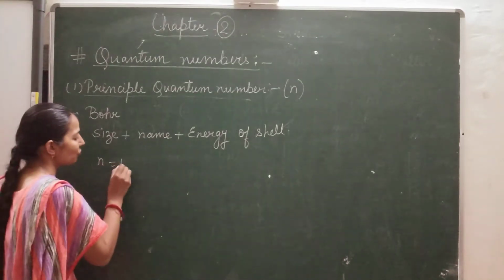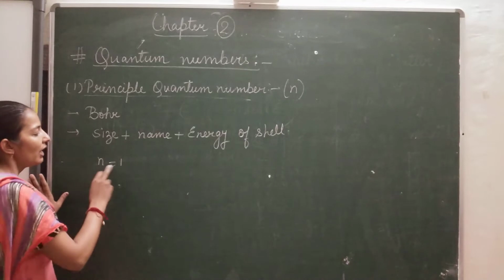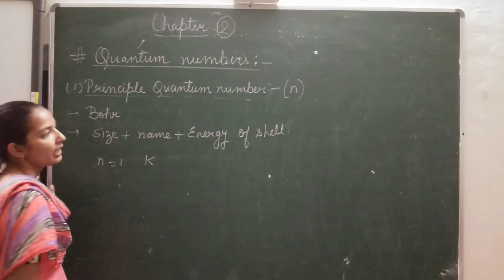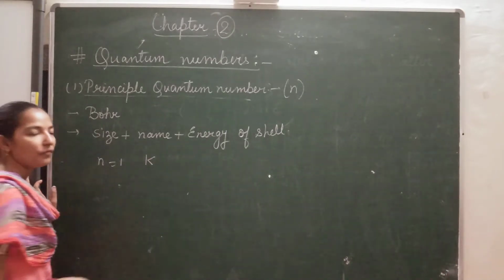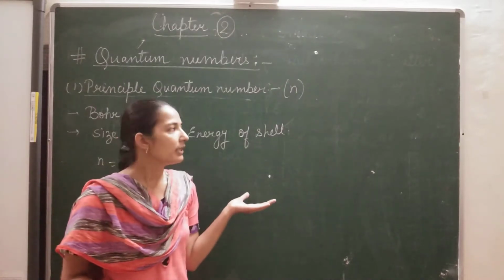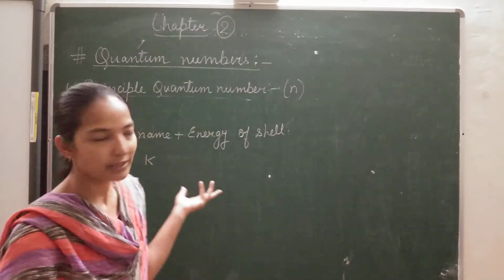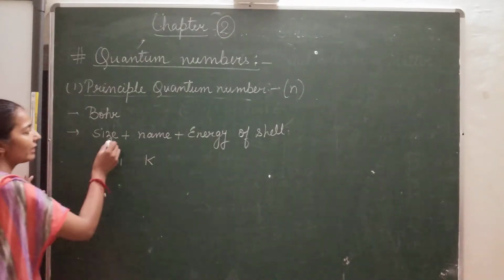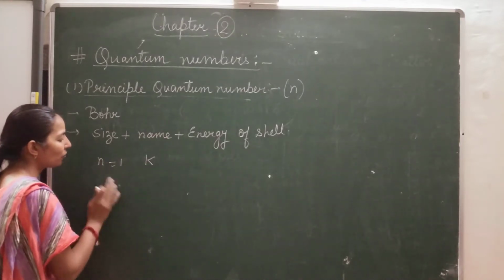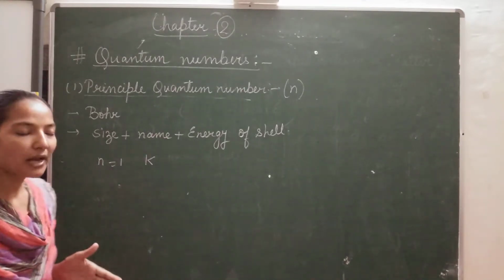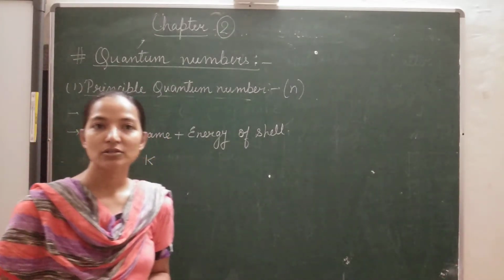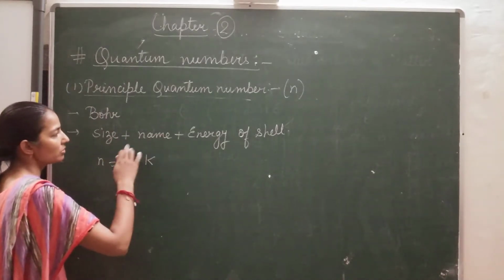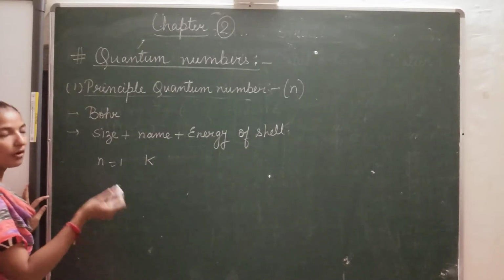Why? Because for n equals 1, that is the number of the shell, we know its name will be K. And energy we can get by the formula that we have derived, that is minus 13.6 Z square upon n square. So by that formula we can calculate the energy as well as the size. If the number of shells increases, that is, the radius of an atom increases, then ultimately the size of the atom also increases. So this quantum number gives information about the size, name, and energy of an orbit or shell.